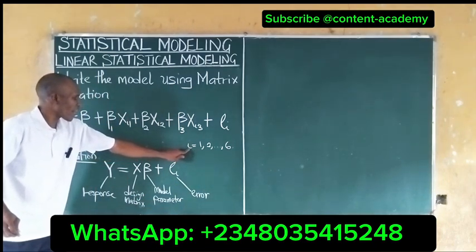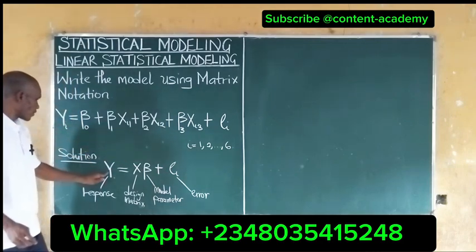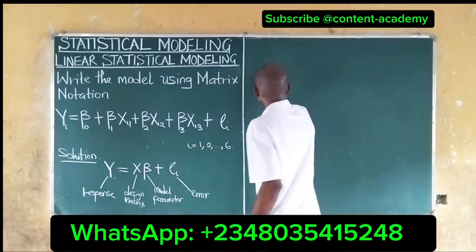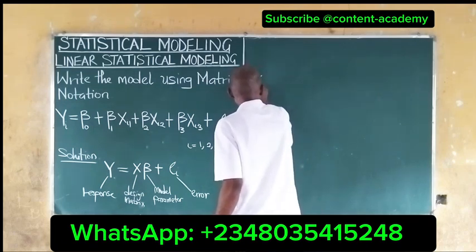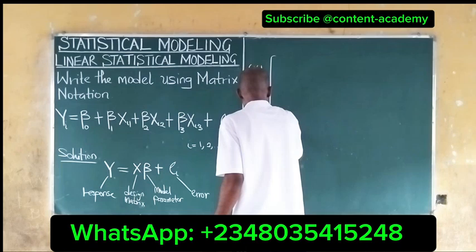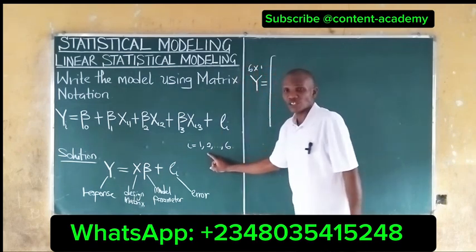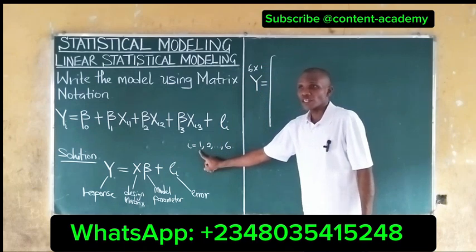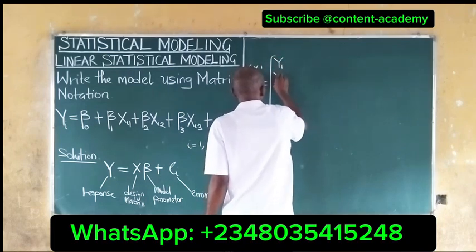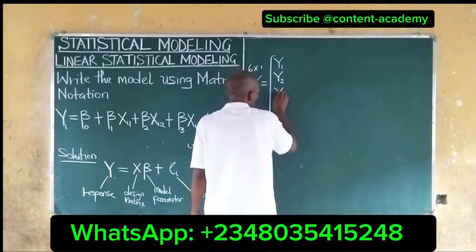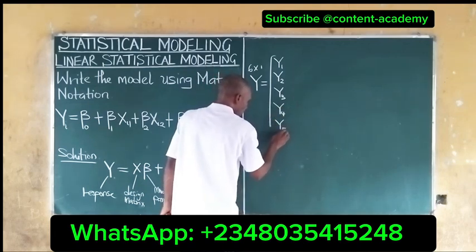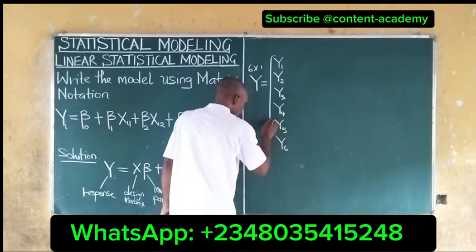So since we have y here to be this, and we have our observations to be 6, it then means that our y is a 6 by 1 matrix, because our observations here is from 1 to 6. So we write y1, y2, y3, y4, y5, and y6.